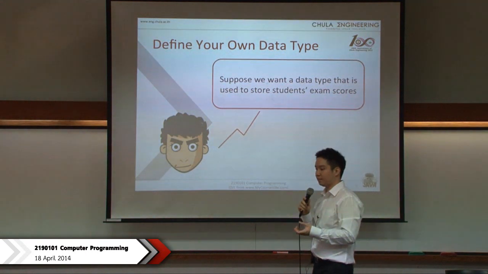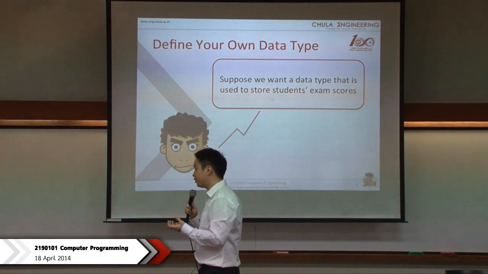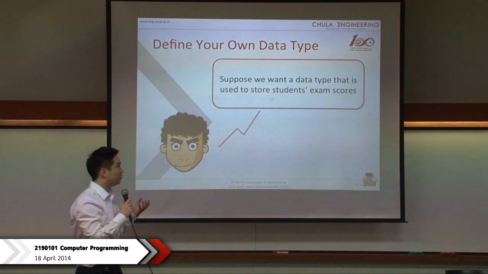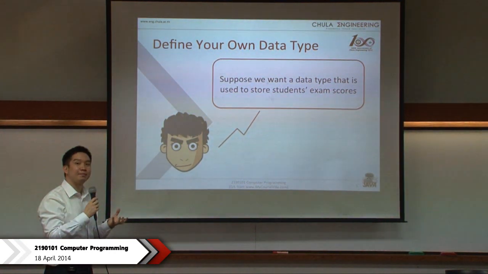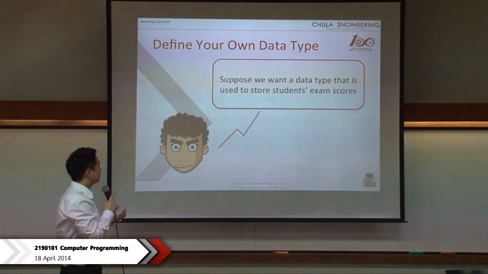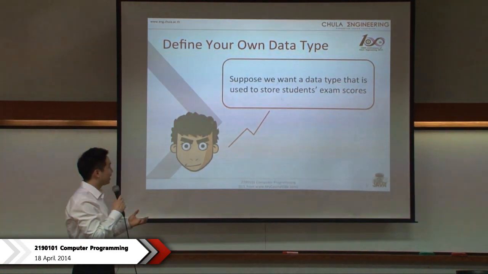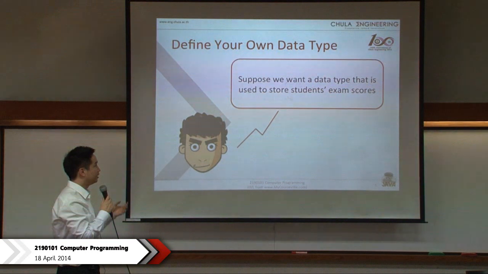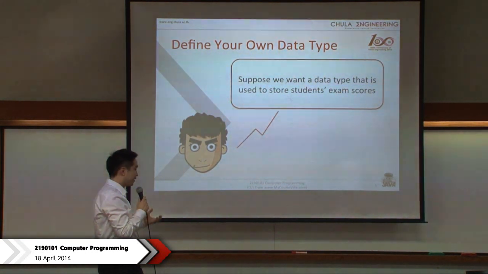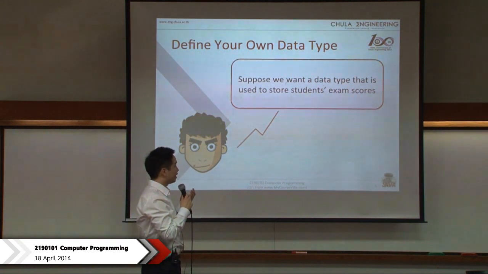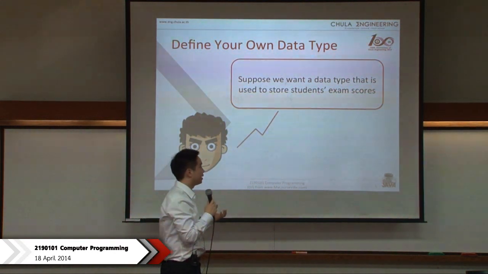Define your own data type, and that is one usage of having a class, right? You are able to define your own data type, right? So suppose that we want a data type that is used to store students' exam scores. How can we use classes and objects to accomplish that? Think about it.